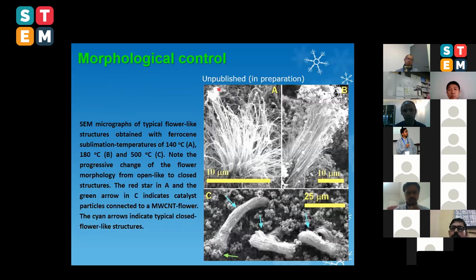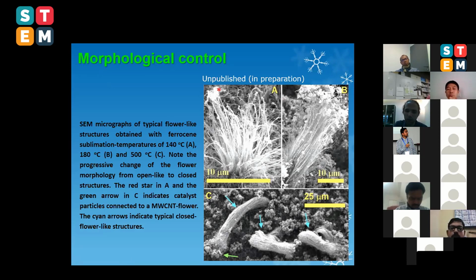So we then investigated the change in morphology of this structure by modifying the sublimation temperature. By doing so, we basically changed the sublimation temperature from 140 Celsius to 500 Celsius. And you can see that there is a significant change in the morphology that is observed here. You can see that these open-like structures are then found to modify into closed ones.